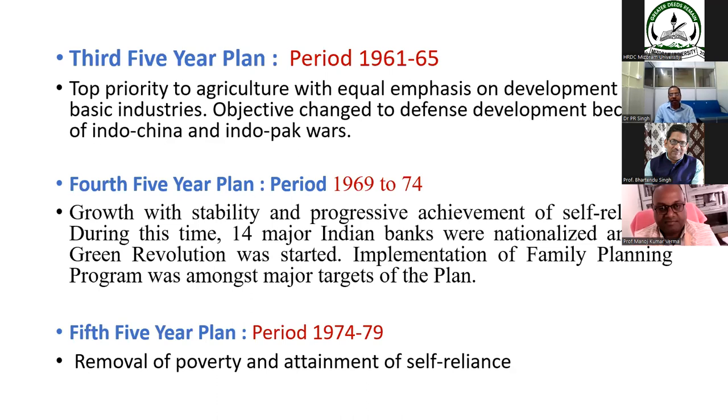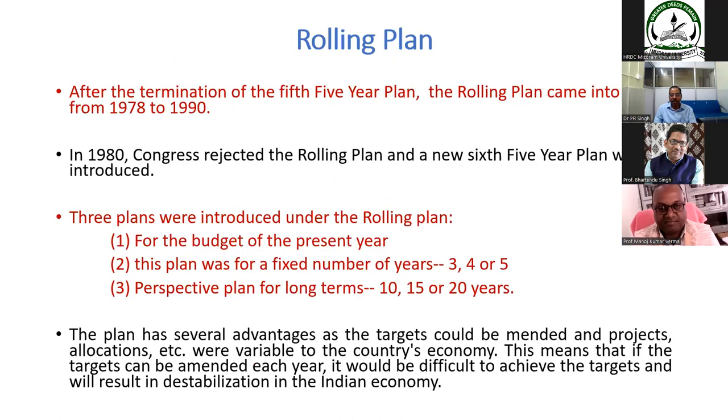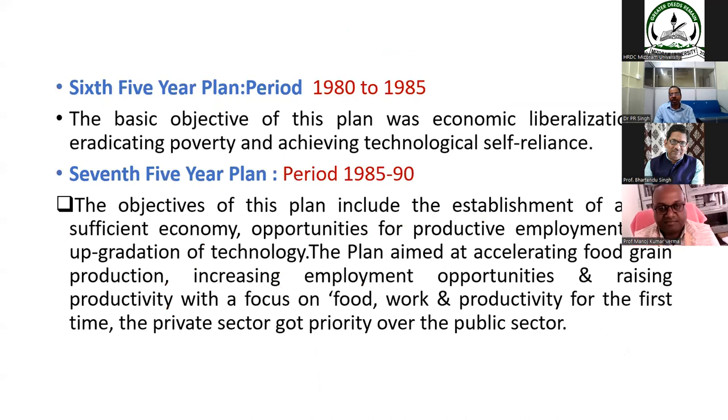Then fifth five-year plan gave priority to poverty alleviation. Poverty is still there. Then 1978 to 1990, rolling plans are there. Three rolling plans are there. In the rolling plans, we develop the plan budget for every year, with a fixed number of plans for 3, 4, 5 years, then the respective plan for the long term. But that was not run by the next government. The next government started another sixth five-year plan, announced in the year 1980.